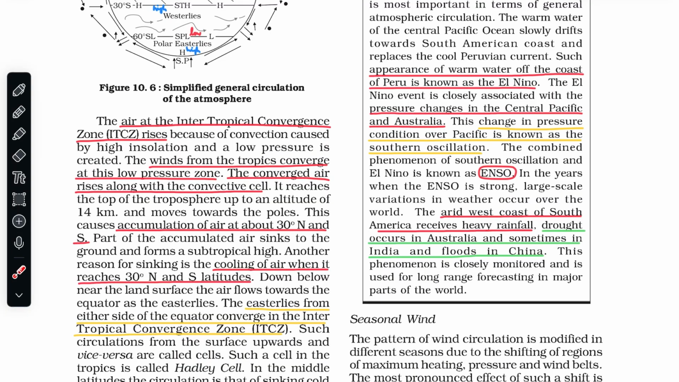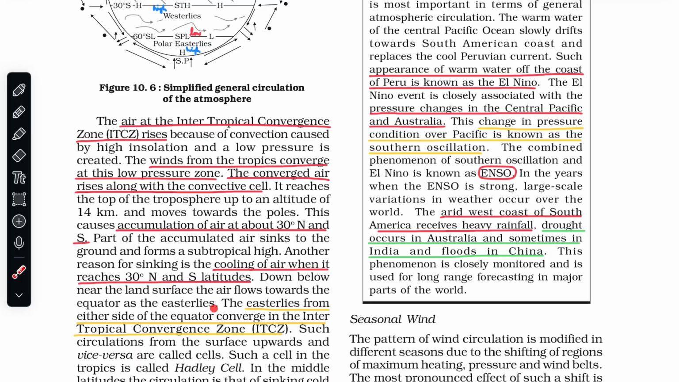So the air at the intertropical convergence zone (ITCZ) rises because of convection caused by high insolation, and low pressure is created. The winds from the tropics converge at this low pressure zone. When the converged air rises along with the convective cell, it reaches the top of the troposphere, up to an altitude of 14 kilometers, and moves towards the poles. This causes accumulation of air at 30 degrees north and south, therefore subtropical highs. Part of the accumulated air sinks to the ground and forms a subtropical high. Another reason for sinking is the cooling of air when it reaches 30 degrees north and south latitudes.